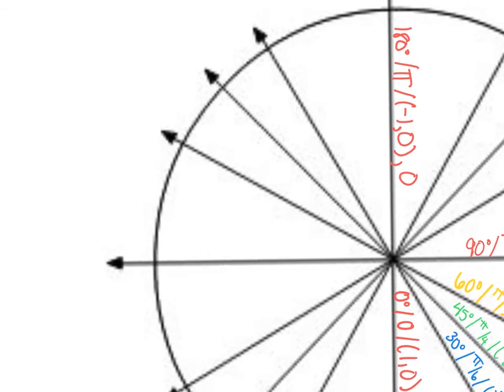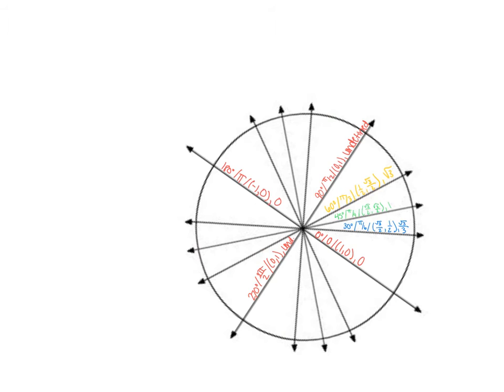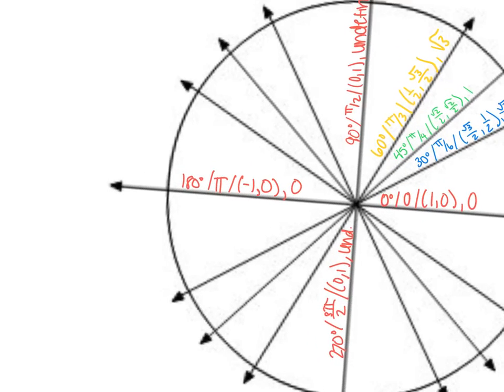And then this angle is 270 degrees. The radians are 3 pi over 2, and the point is (0, -1), with the tangent as undefined. So now we're going to go to the blue.